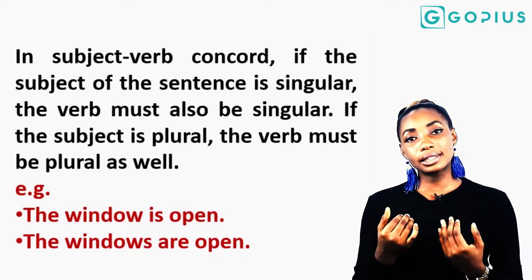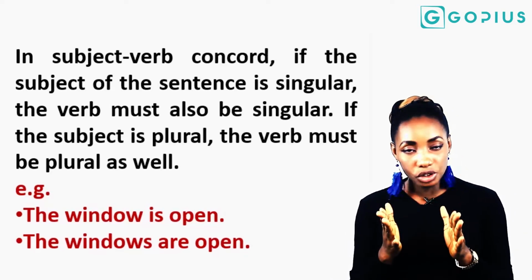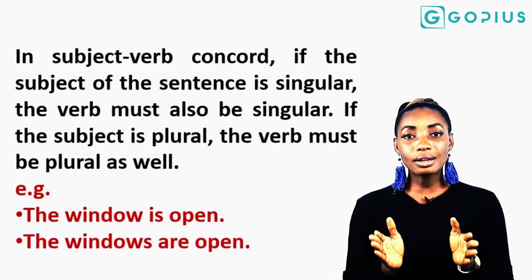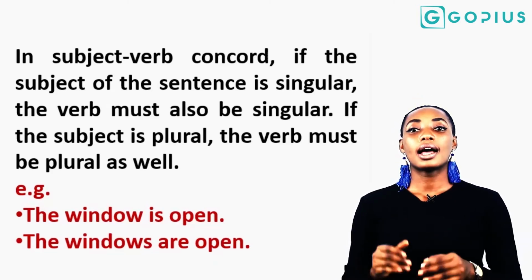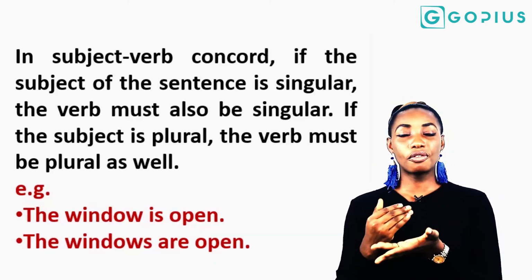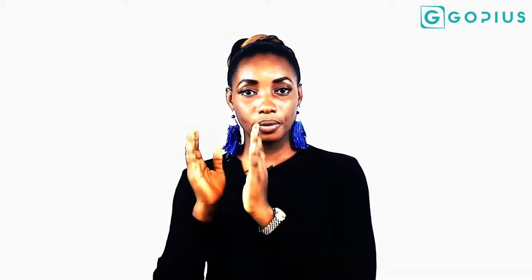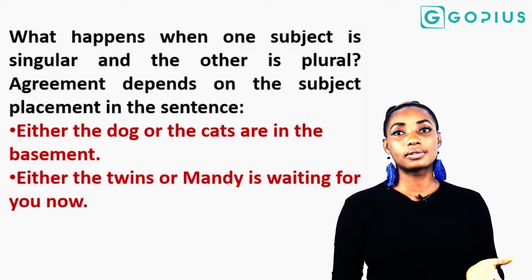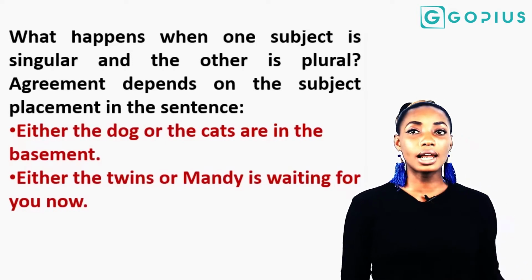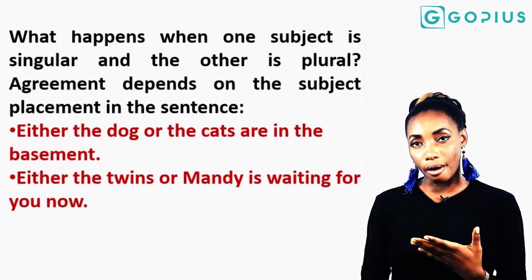Then for the next example, we have the windows are open. Plural subject, plural verb, open adjective. Okay? Singular subject, singular verb. Always remember that. What happens when one subject is singular and the other is plural?